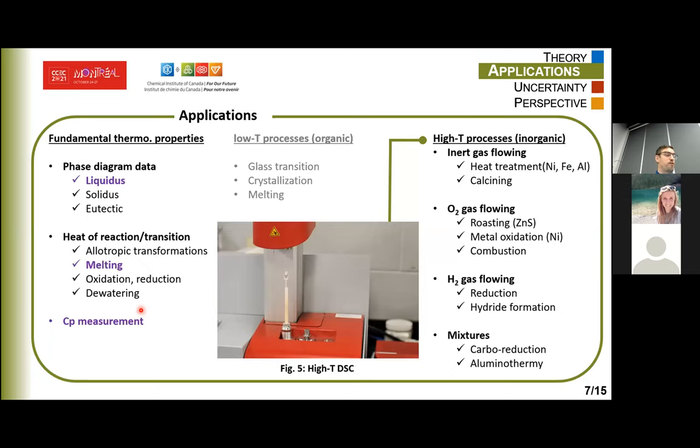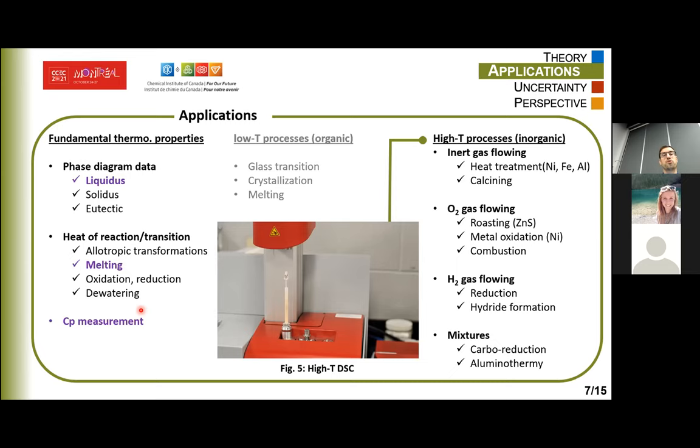So there are many applications. I think I can talk for days about the application. So I divided in three different categories. So we really have what we call the fundamental properties, which in my group are used to generate phase diagram data. So it can be associated to liquidus, solidus, eutectic reaction. We can also use DSC for heat of reaction or phase transition, so allotropic transformation. We can look at the melting of alloy or chemicals. We can have a look at oxidation, reduction, dewatering. So all these fundamental characteristics, and we can also measure CP with the equipment that you see here.